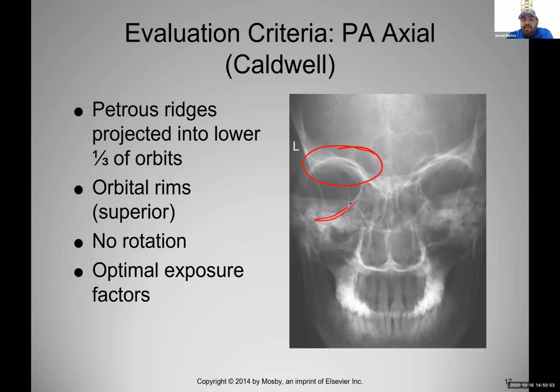We can't evaluate the infraorbital margin because we're going to have the ridges in the lower 1/3 of the orbits. Okay, so because those ridges are there, we can't evaluate that lower part of the orbit. However, it does help us best evaluate the top part of the orbit. Make sure there's no rotation, no tilt, optimal exposure factors, of course, right? And of course, make sure that those ridges are in the lower 1/3. Remember, if they're too high, that means that the angle between the CR and the OML was less than 15 degrees. If they're too low, the angle between the CR and the OML was more than 15 degrees, okay?